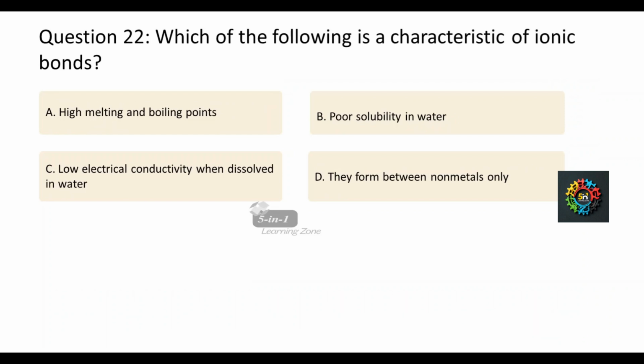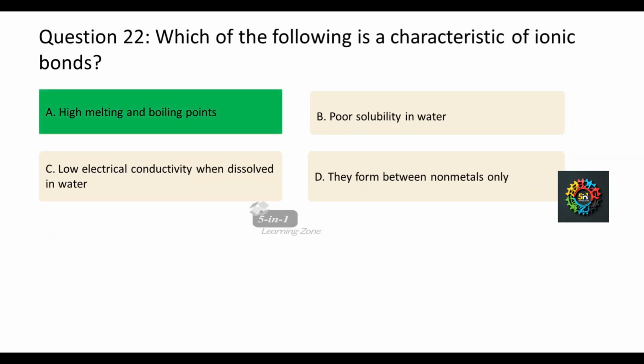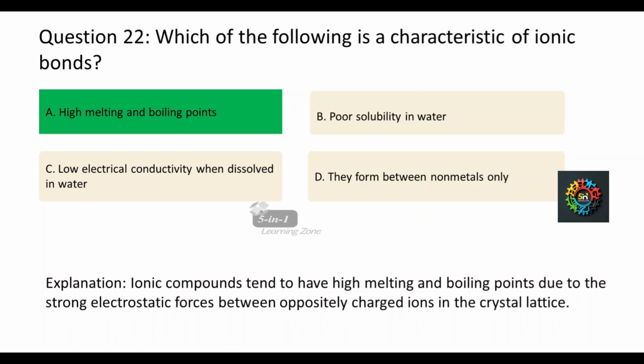22. Which of the following is a characteristic of ionic bonds? Answer: A. High melting and boiling points. Explanation: ionic compounds tend to have high melting and boiling points due to the strong electrostatic forces between oppositely charged ions in the crystal lattice.